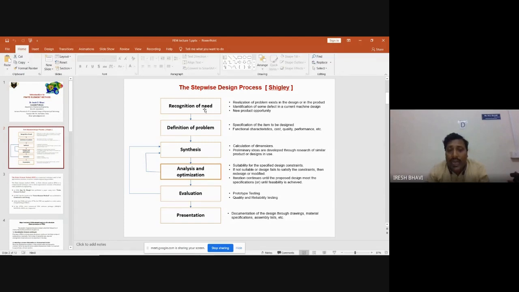So then when you recognize this need, you will understand that you have to come up with a certain device, and you don't have any picture of how that device will be and how it will write, all those things, but you have just identified that there is a need for a device which will be used to write on the paper. So in the recognition of need, these points will come into picture, that is realization that a problem exists in the design or in the product. There may be already one existing design, there may be some problem in that design or in that product, you want to improve that product also. That is also one type of recognition of need.